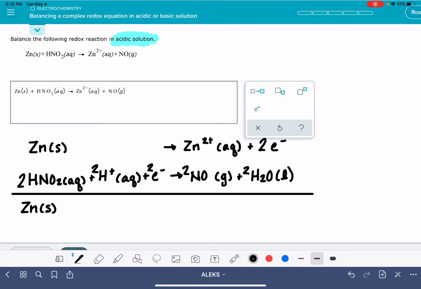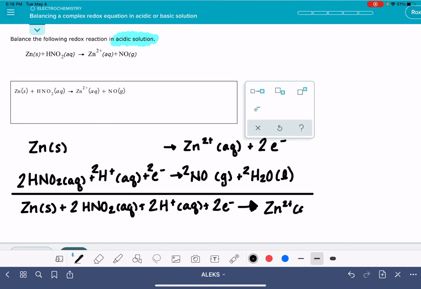I have all of my reactants: zinc solid, 2 HNO2 aqueous, 2 H+ aqueous, 2 electrons, and then I'm going to enter in all of my products, all of these right here. I have zinc 2+ aqueous and 2 electrons, 2 NO gas, and 2 H2O liquid.